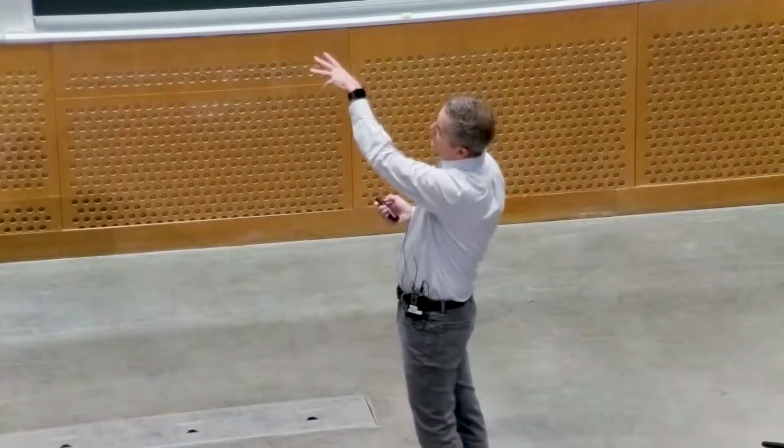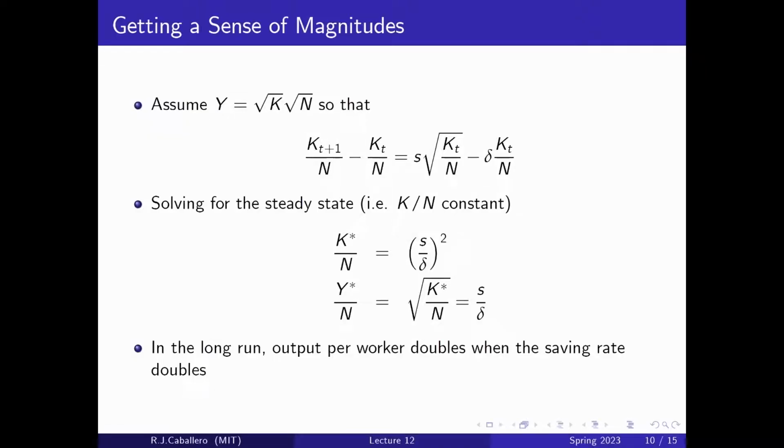Now, do it as an exercise. If you solve for the steady state, how do you solve for it? Well, set this equal to 0. The steady state is when the capital is not growing anymore. When this is equal to 0, I can solve for the steady state level of k over n, and I'm going to call that k star. We typically use stars for steady states in growth theory.